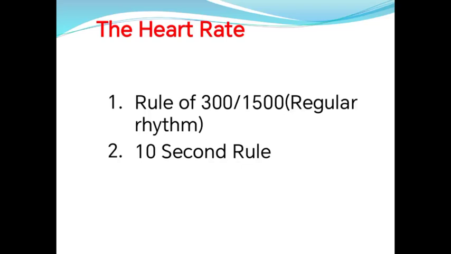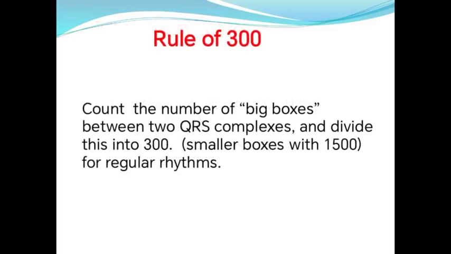Okay, here we will explain more and more. Don't worry about that. With the rule of 300, we count the number of big boxes between two QRS complexes and divide 300 by this number. Or if you use the small boxes, we can use 1500 for regular rhythm. It is the same. You can use the big squares to calculate the heart rate, and for the smaller boxes, we use 1500.